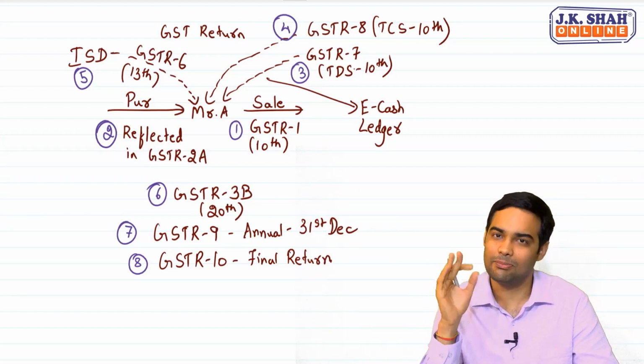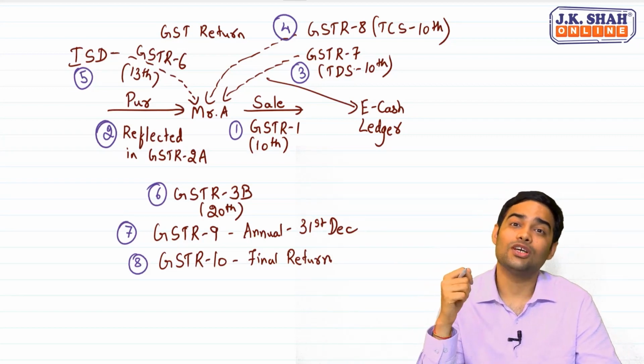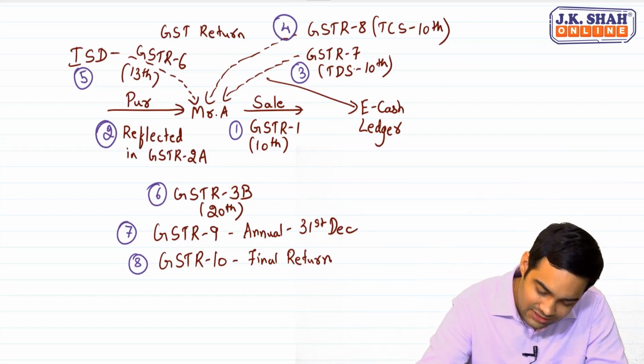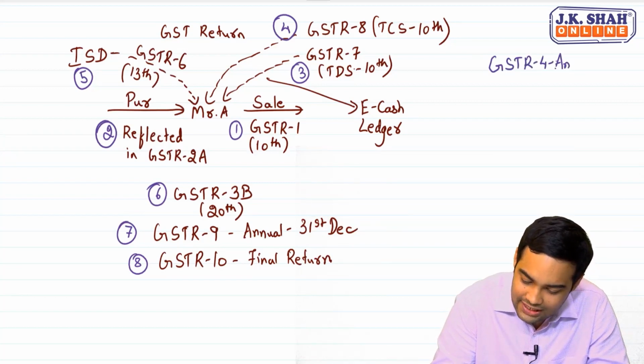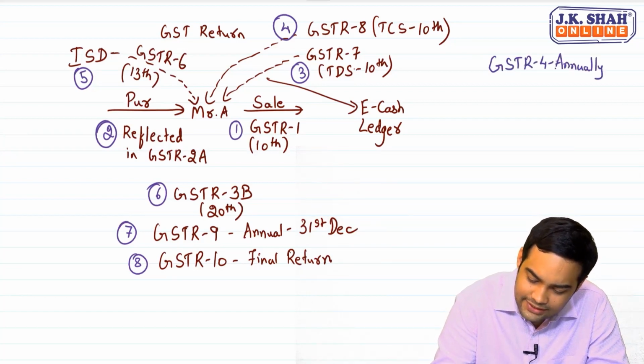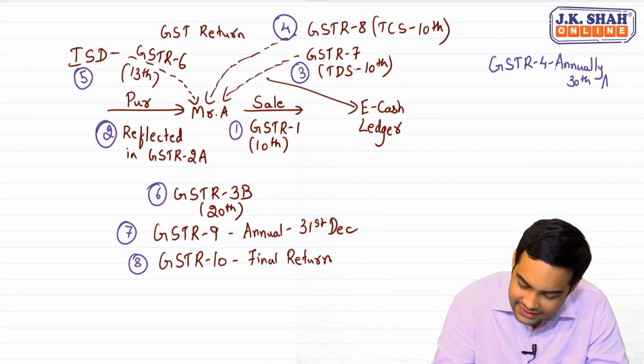Now, these are the returns which are required to be filed by a regular dealer, including casual taxable person. Now, what about a composition dealer? Composition dealer files a return GSTR 4, and this has to be filed annually. What's the due date? Due date is 30th April.